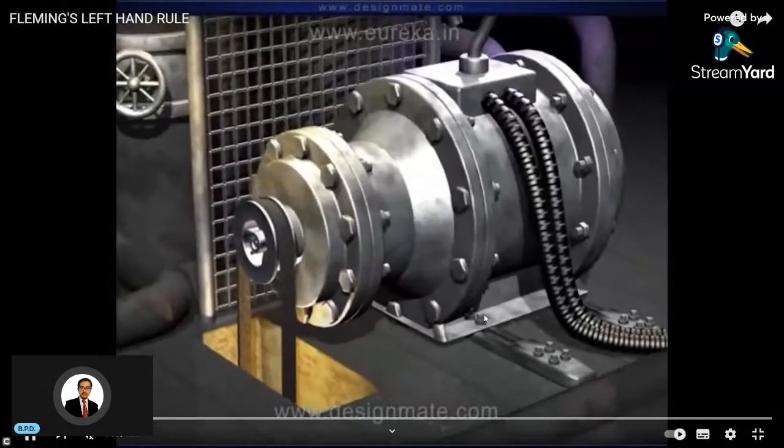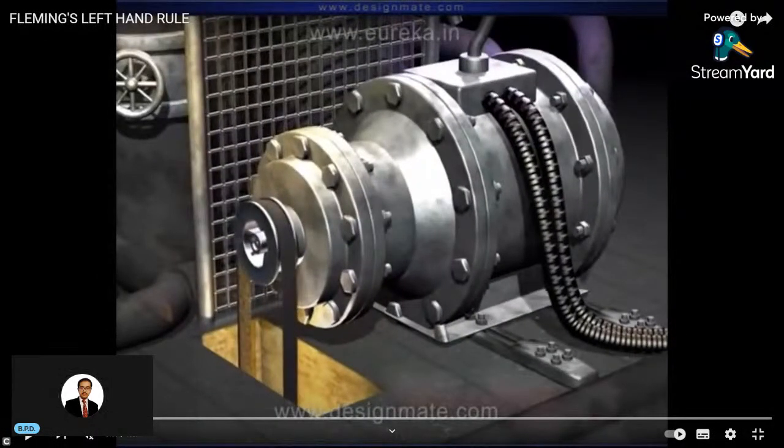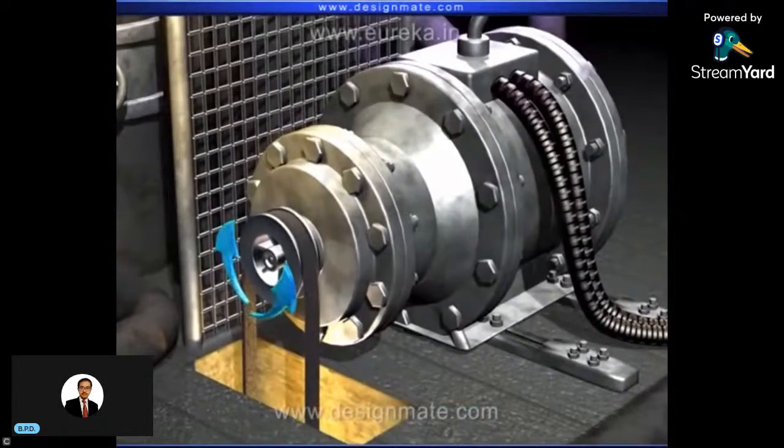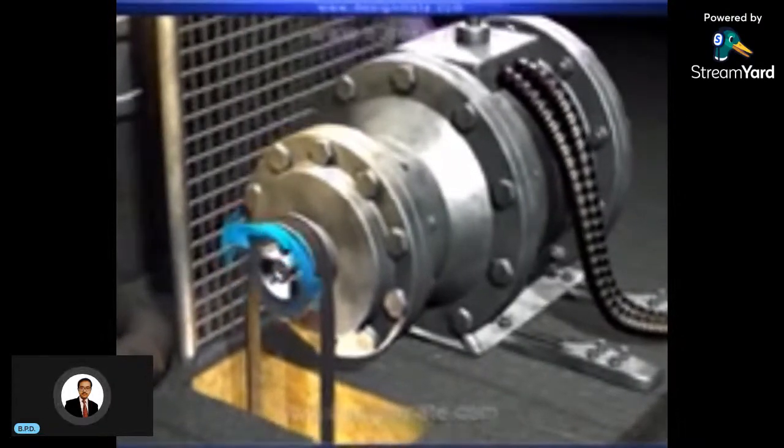Is it visible to you? This is basically a motor. This particular assembly is called the belt of the motor. This is the belt and this is the motor assembly. Now look at this. What is happening? The motor rotates like this.